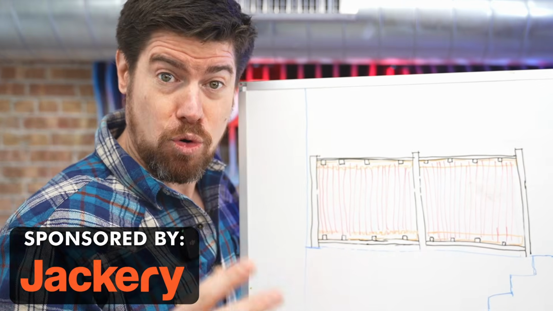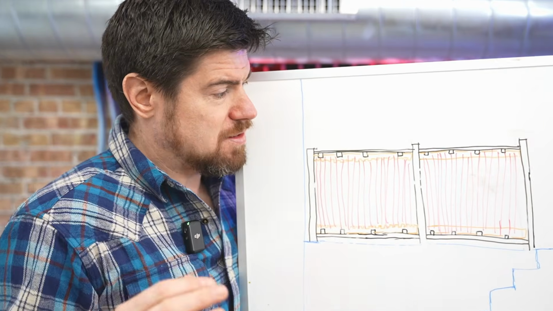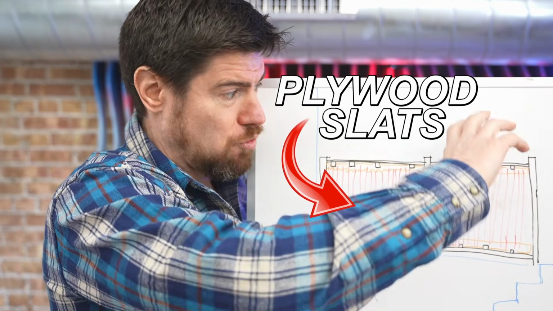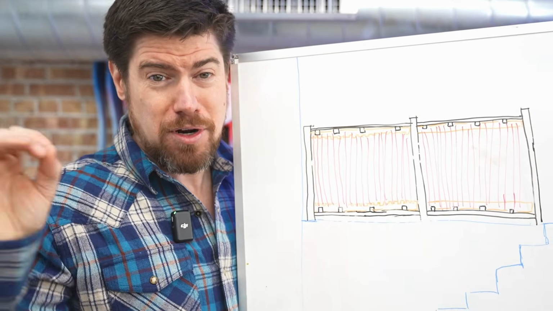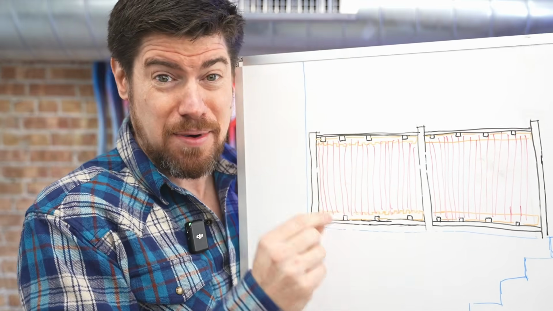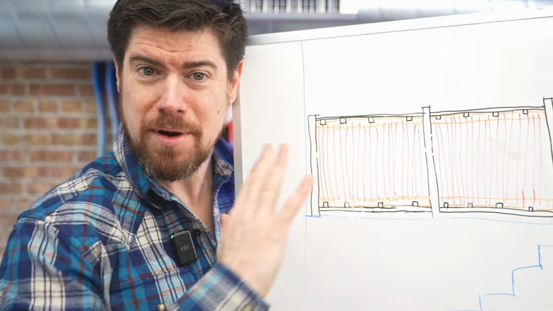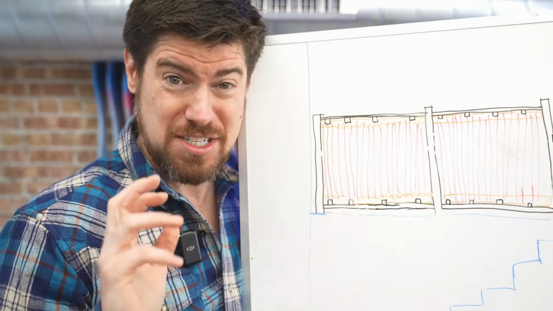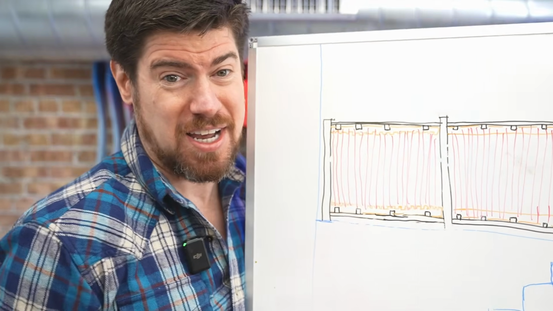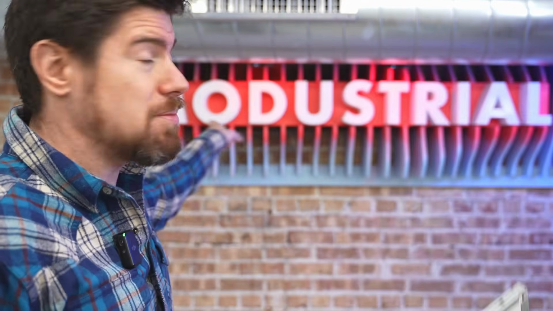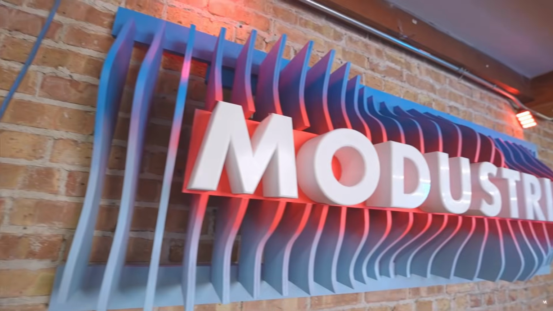So big picture here, the handrail is going to be supported by 3 steel posts with horizontal steel stretchers running between them. This steel frame is going to have 72 vertical plywood slats running between the stretchers. But the real magic in this design is the shape of the plywood slats. We're going to design all these slats to form a parametric wave across the surface of the handrail on both sides. And to do this, we're going to use a parametric design process similar to what we use to design the sign behind me right here.